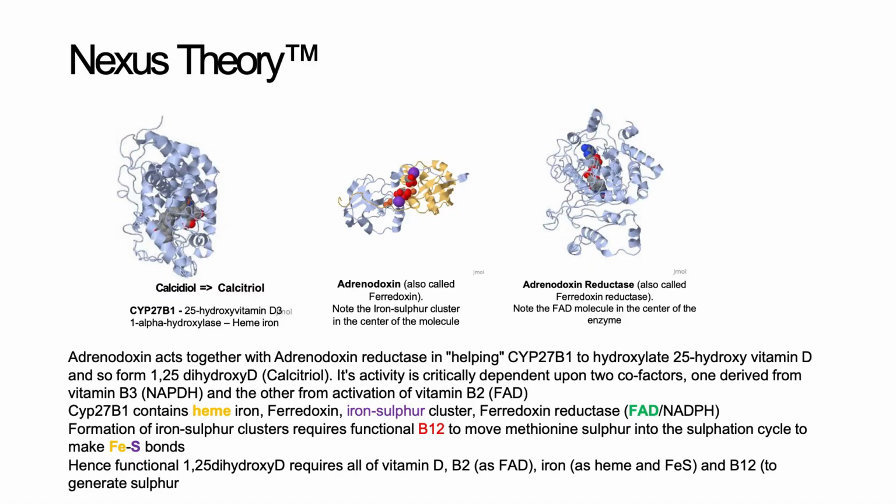To make the protein that does it is an iron sulfur protein. And to make iron sulfur proteins, you need active B12. So that's the nexus of, and obviously you need vitamin D. So there's your fourth one. So that was the activation of vitamin D.